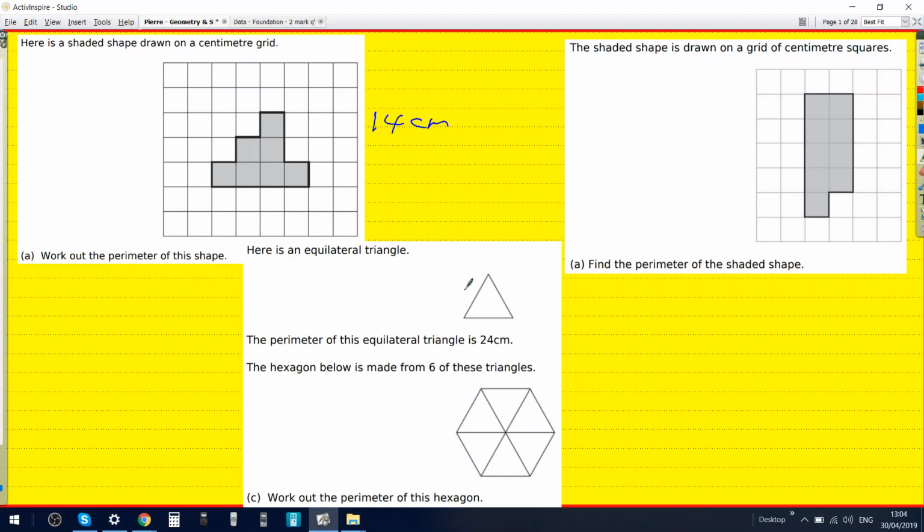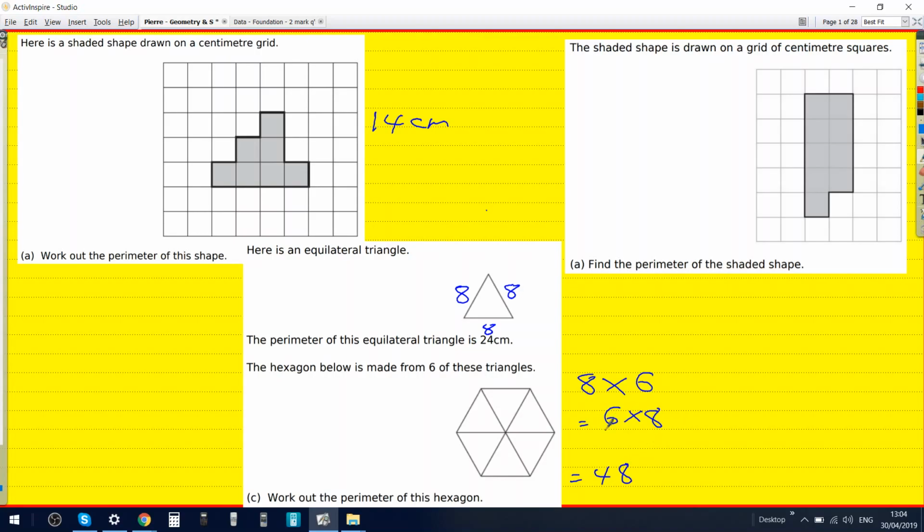3 times 6. 8. Yep. So in that case, it would be 8 times 6. Yes. Which is 8 times 6. 16. 48. Yeah. And if you're ever stuck to multiply by 8, you double it 3 times.